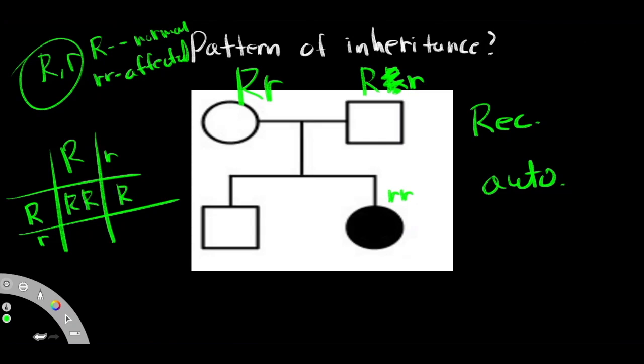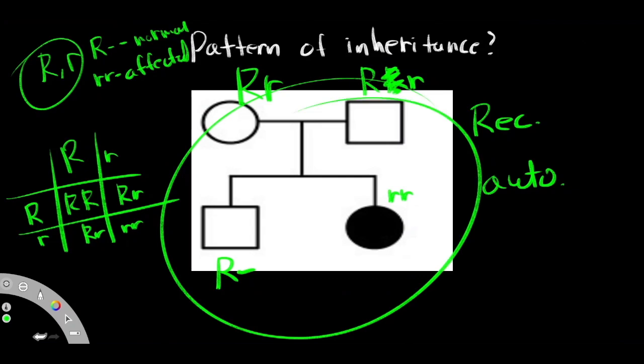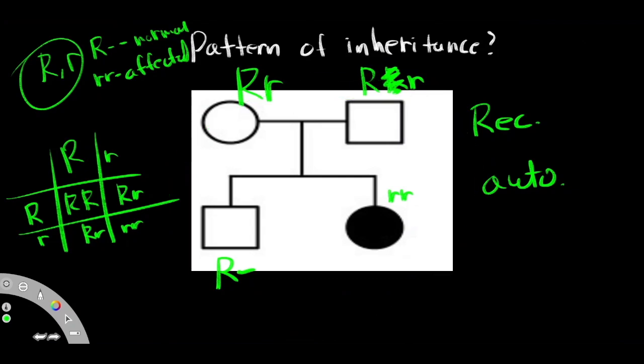So you get big R, big R, big R, small r, big R, small r, small r, small r. So what does this one have to be? This one can be either big R, big R, or big R, small r. So I'll just put a big R with a dash. So it works out to be recessive autosomal, so you'll be awarded all points because it makes sense genetically, based on the categorization that you put at the beginning.